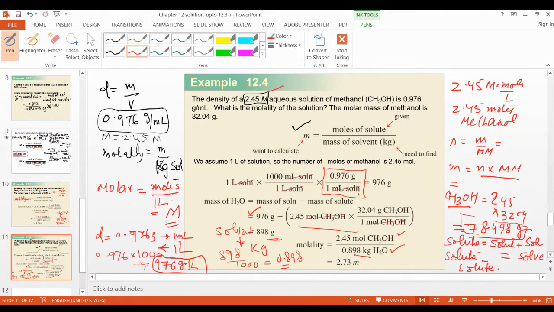The mass of the solute, whatever you get, is 78.498 gram. Then you subtract this mass of solute from the mass of the solution, so you will get the mass of the solvent. Once you get the mass of the solute and the mass of the solvent, then you put in the molarity formula, 2.45 divided by 0.898. Any difficulty? This is a complicated question. Please ask me, I will repeat again.